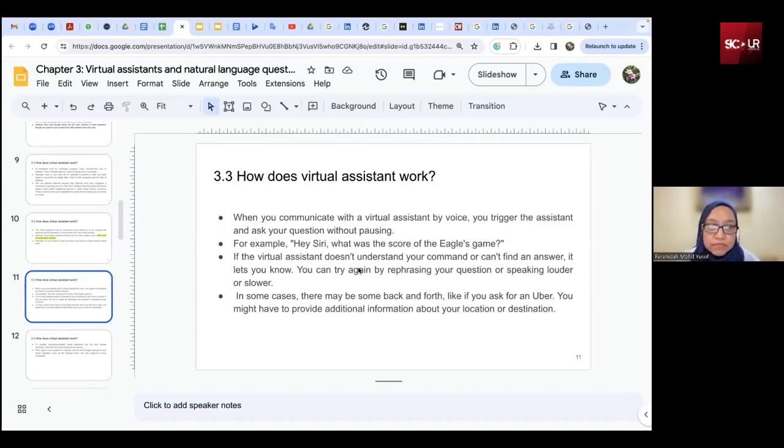If the virtual assistant doesn't understand your command or cannot find an answer, it lets you know. Right? "Hey, what is the Eagles game?" Does it mean that your voice is not clear? Yeah. It asks you to repeat the question. You can try again by rephrasing your question or speaking louder or slower. You need to pronounce it clearly.